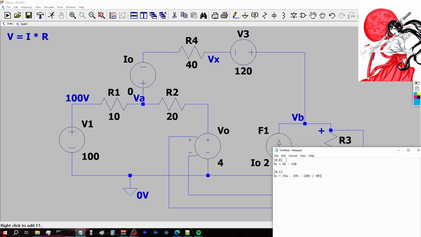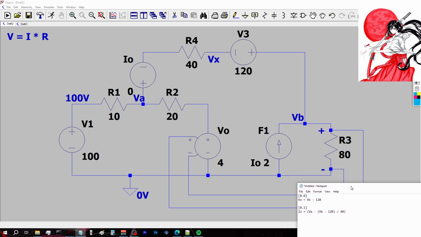Now, just to make our lives easier, as we can see, this current source has a voltage gain of 2, right? So we're going to write this. So let's figure out what 2 times IO is, right? 2 times IO is going to be equal to 1 over 20 VA. Let's make that positive. Positive VA, 1 over 20.